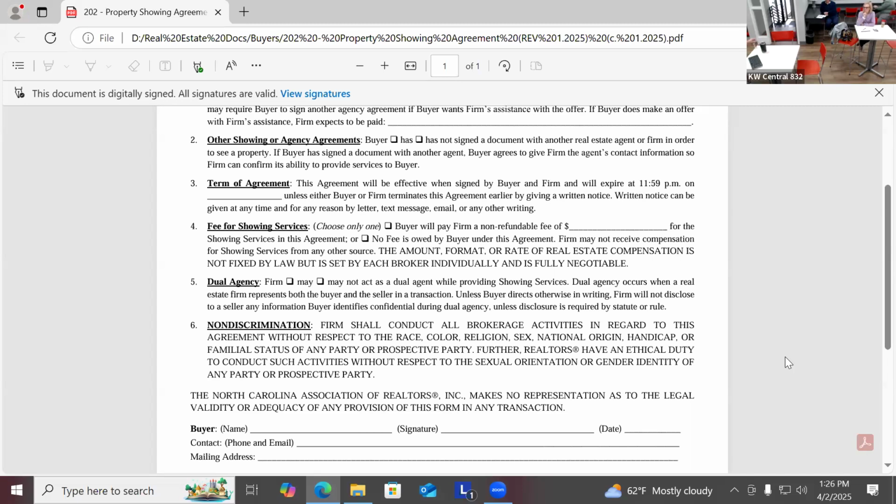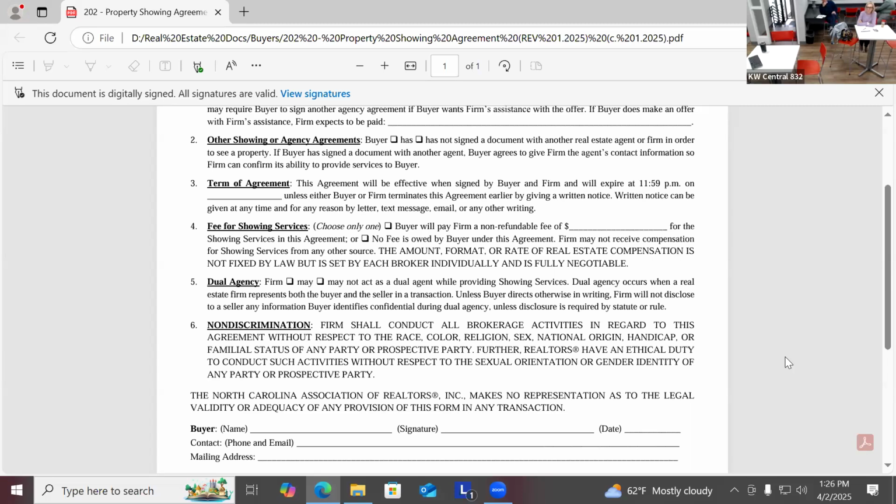However, we do need to have them authorize that the firm may act as a dual agent while providing showing services, again, because if they say no, you cannot show them a Keller Williams listing. Would that form still work if you said may not act as a dual agent or a dual designated agent? Well, it doesn't give them that opportunity.